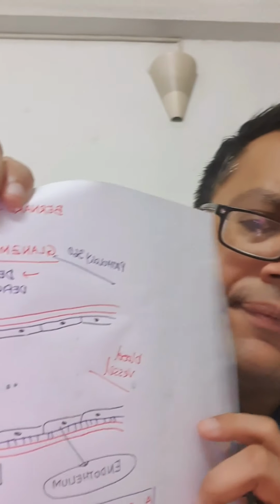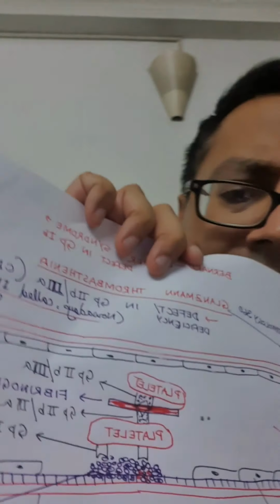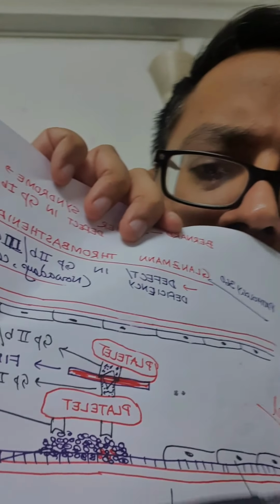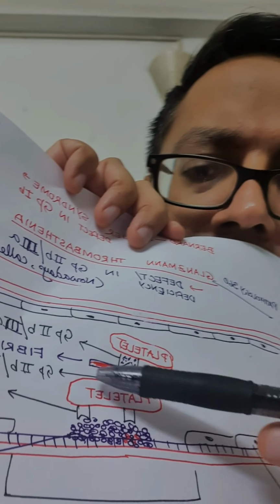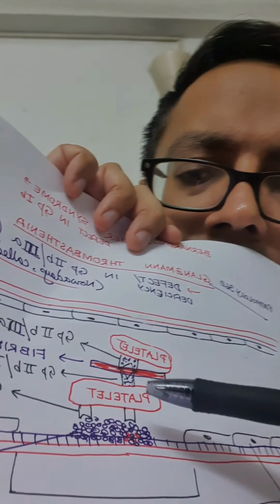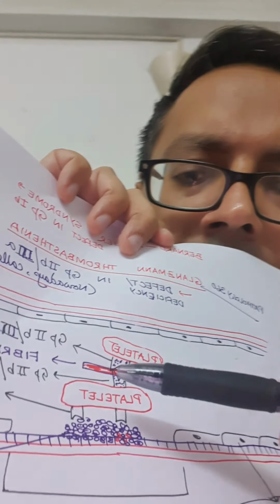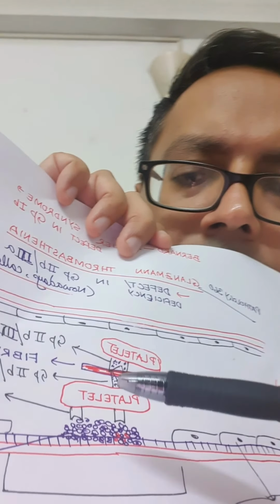Actually, I have drawn this also, which I have shown you earlier today. So suppose this one, you see that this is two platelets. This is one platelet and this is another platelet, and in between there is this rectangular thing. The red thing is the fibrinogen, and these two receptors are glycoprotein 2b3a.